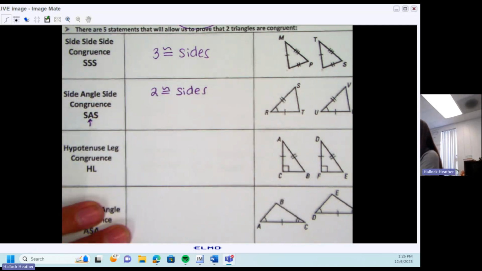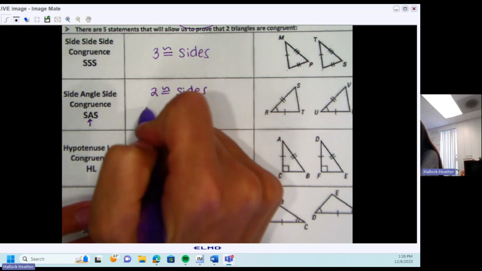The angle, A, is in the middle. You need one angle in the middle.